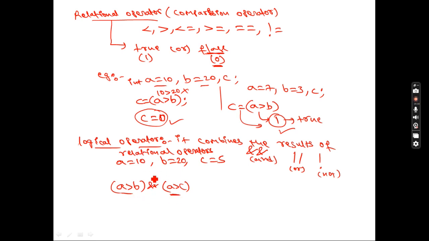As per this, 10 greater than 20: condition true or false? False, so 0. Here, 10 greater than 5: condition true, so you are getting 1. So on one side you are getting a false answer and on the other side a true answer. But what is this AND doing? It will combine the true and false, and finally it will give you the answer true or false.